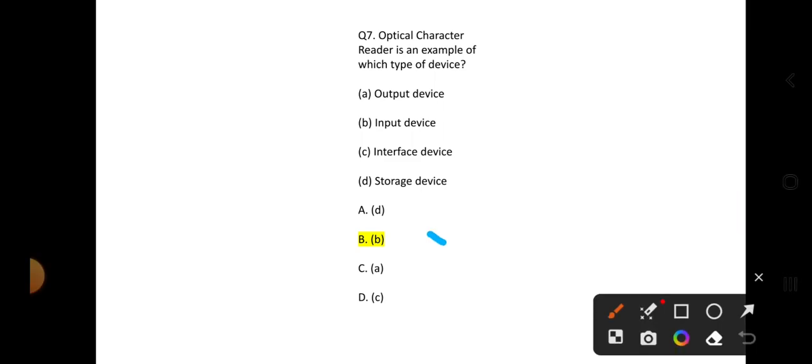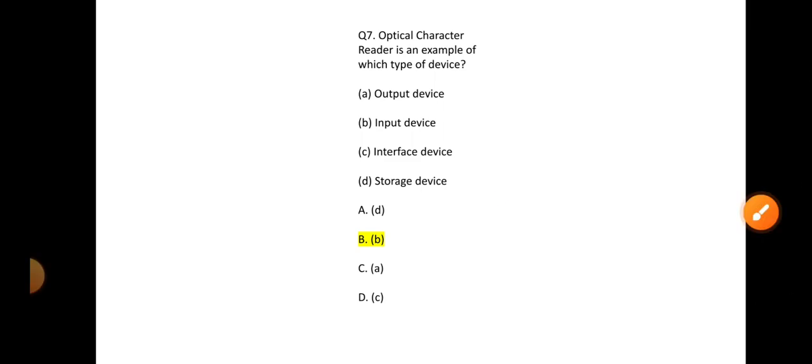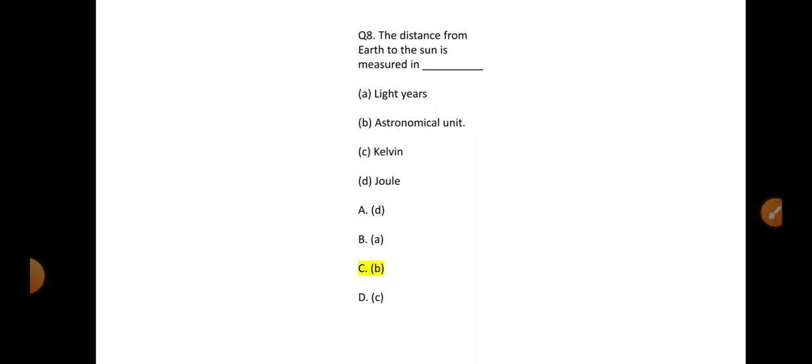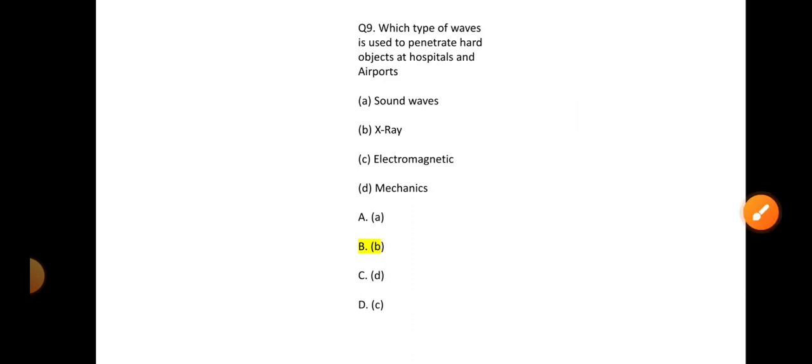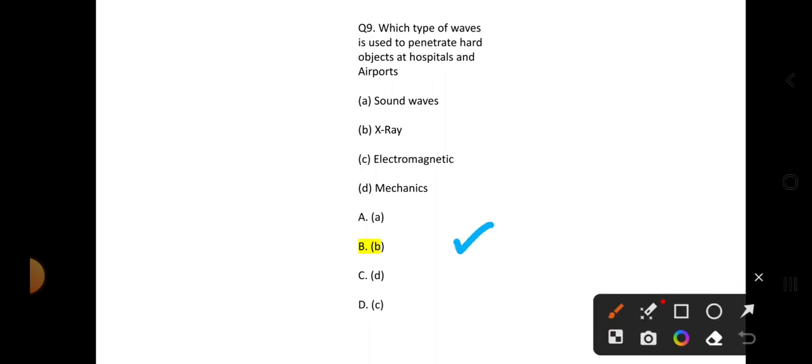Optical character reader is an example of which type of device? So it's a kind of input device. You scan the character and then feed it to your system, therefore it's an input device. Distance from earth to sun is measured in, again, astronomical unit. And which type of waves is used to penetrate hard objects at hospitals and airports? So we utilize x-ray, that you all know.